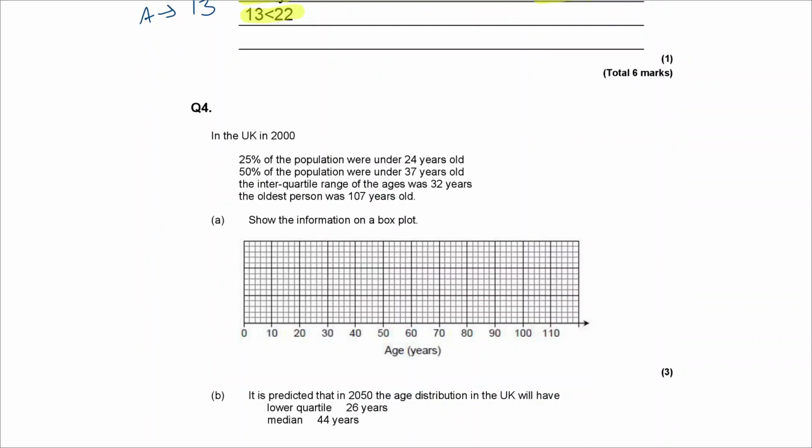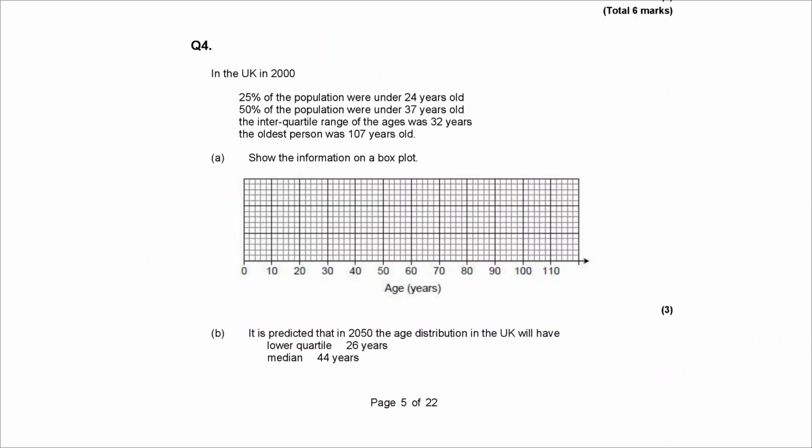Good. Question 4 is this. In the UK in 2000, 25% of the population were under 24 years old. Now, just to recall a box plot, because I can tell the kind of style of question they're going to be asking here. A box plot, we've got the key parts here. Just a really quick sketch. There we go.